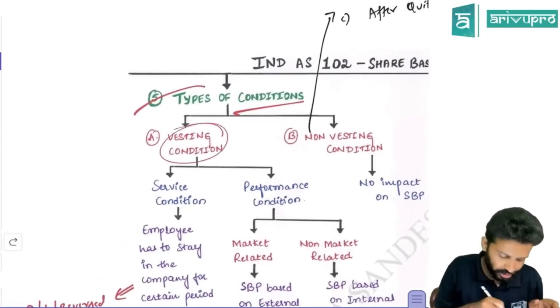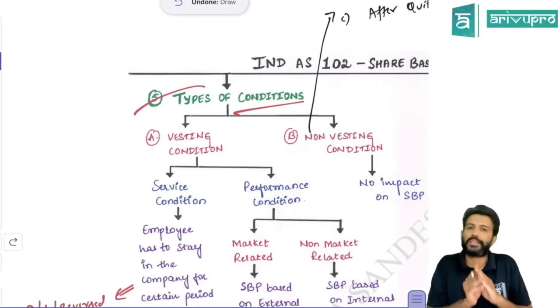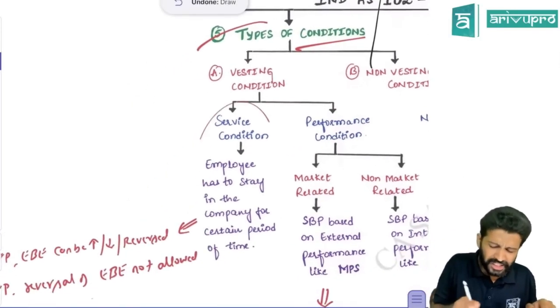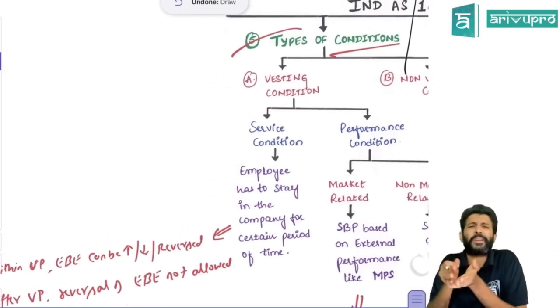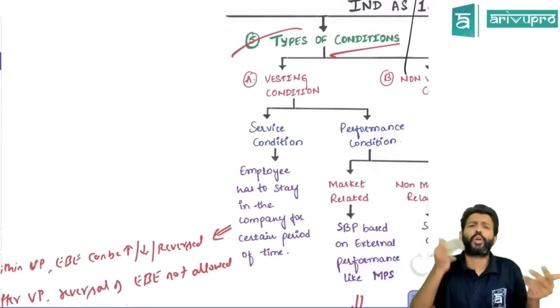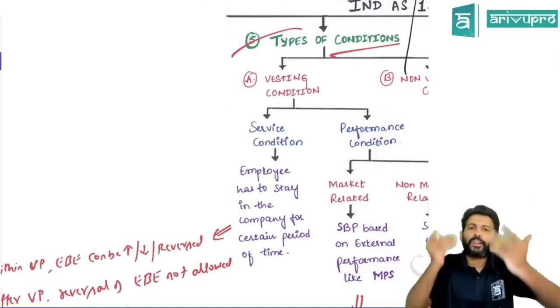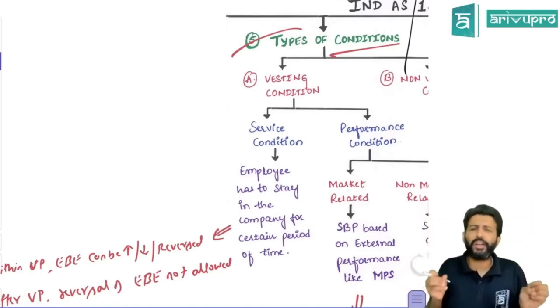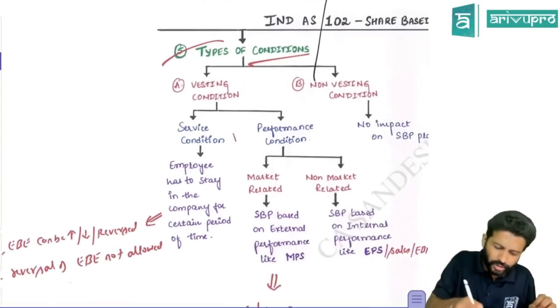First is vesting condition. Vesting condition can be broadly classified into service-based condition and performance-based condition. Service-based condition is quite simple. In service-based condition, a company will tell the employees, serve in my organization for 2 years and I will give you shares, or serve in my organization for 5 years and I will give you shares. Based on the service period, you will go on giving the options. That is your service condition.